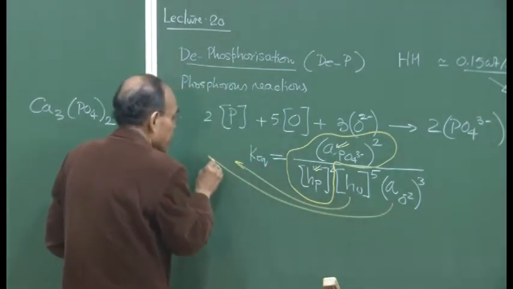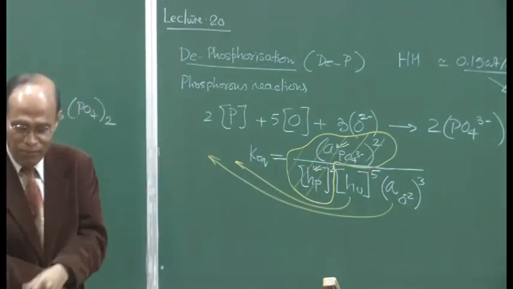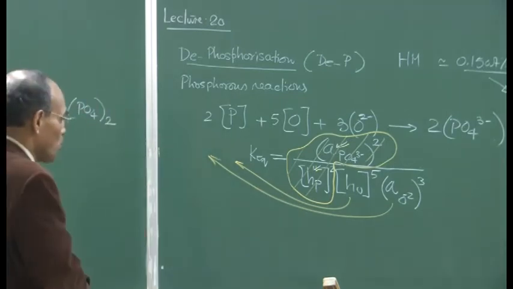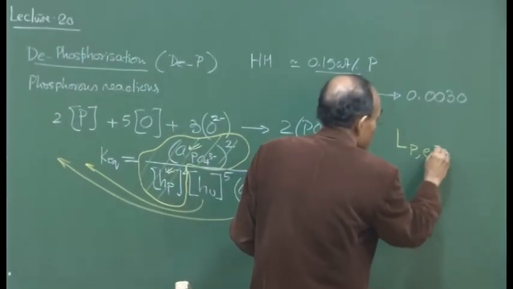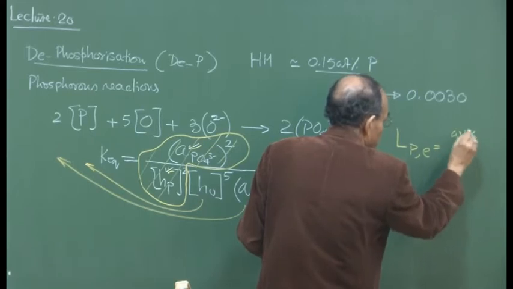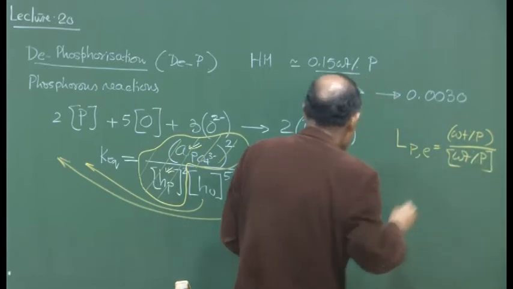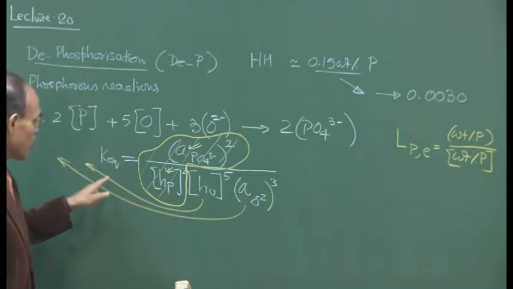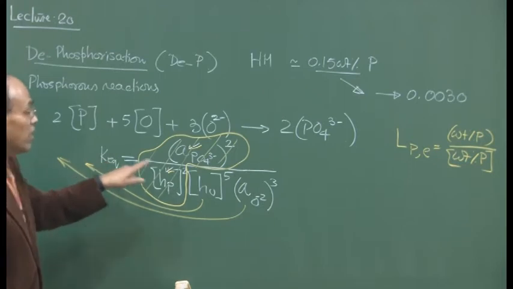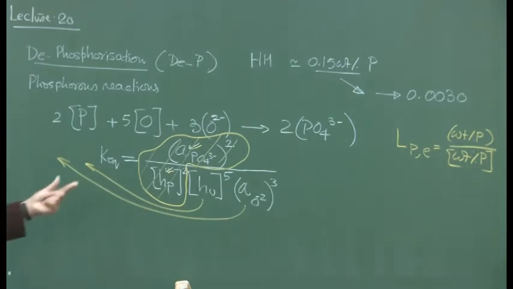And then we see that for this ratio to assume a very large value, which essentially indicates a large phosphorus partition coefficient in terms of our definition, that is L sub P, which is equal to weight percent phosphorus in slag divided by weight percentage phosphorus in metal. So, in order to get a large equilibrium partition coefficient, the equilibrium constant value has to be large, the oxygen activity has to be large, and the activity of CaO, which is the measure of the basicity of the slag, also has to be large.